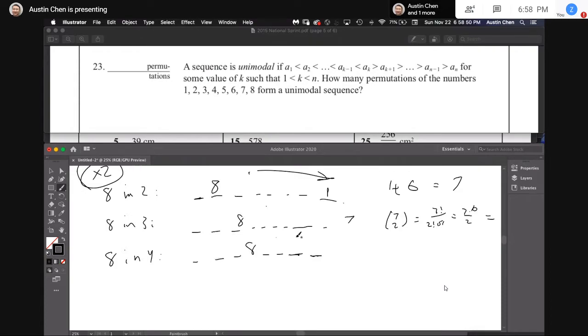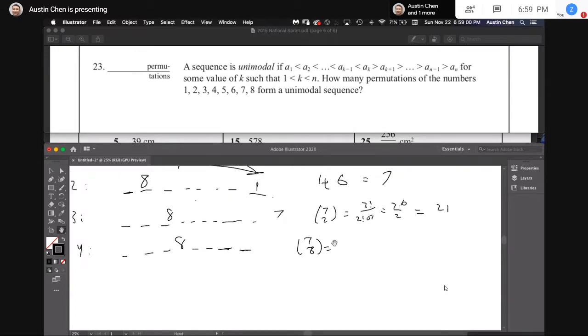And likewise, this one will be just 7 choose 3, right? Because it's the same thing as this one. We're just choosing 3 numbers to go in these blanks out of the 7 numbers that we have. So this will be 7 choose 3. So this is just 7 times 6 times 5 over 6, which is just 35. And then we can just add these, which will be 53.